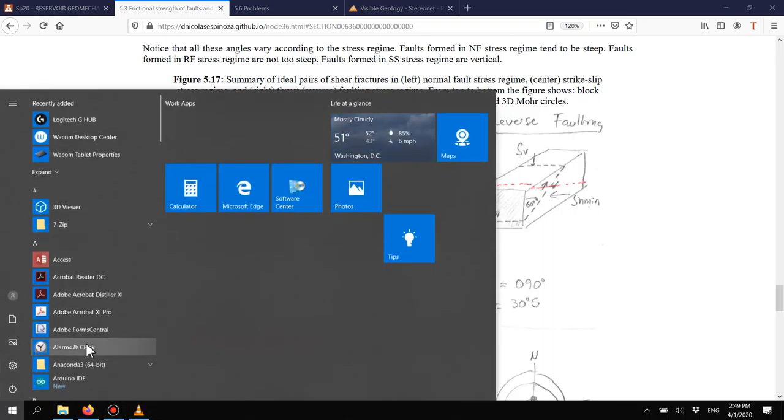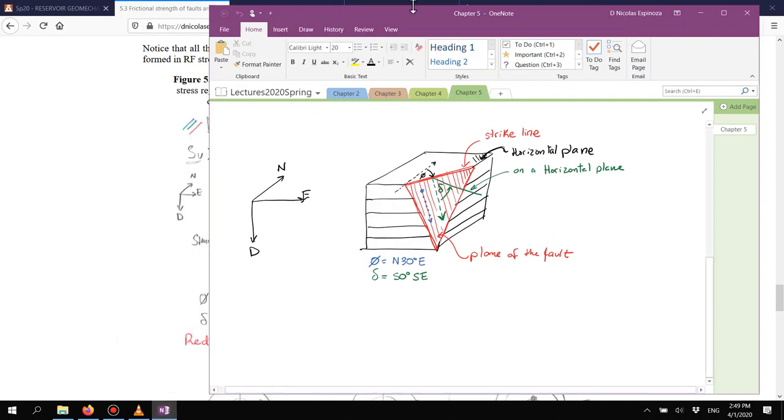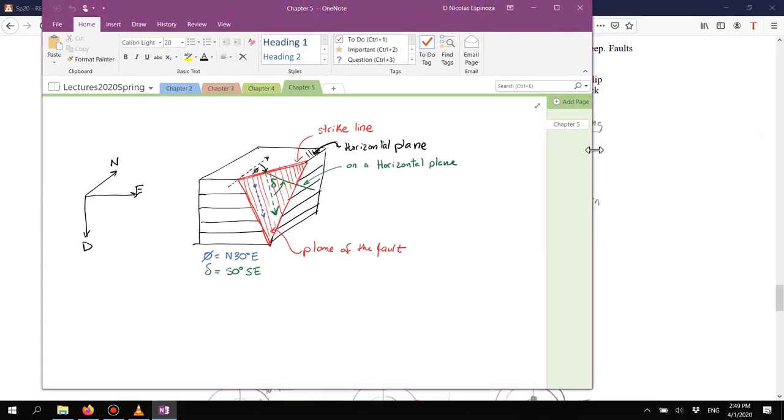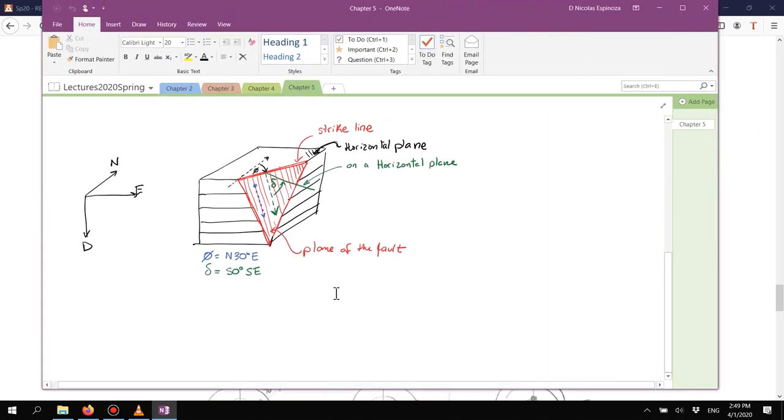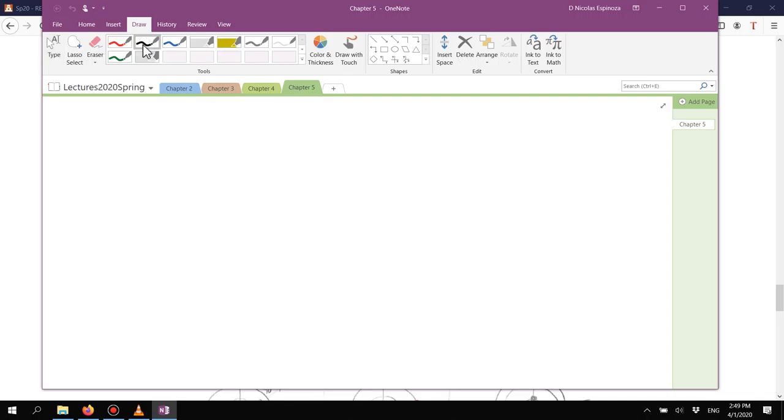So let's do that. Let me start my notes. And this will be a little bit easier in order to understand how we obtain this ideal orientation of faults. So basically, I'm just going to repeat that figure. Okay, so let's get started with this. What I'd like to do now is to find out what is the ideal orientation of a fault given a stress regime that we know. And we're going to start with the case of normal faulting.